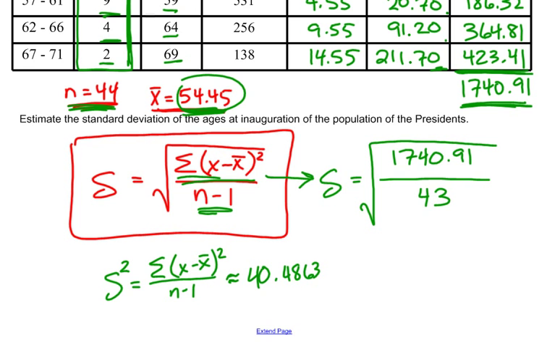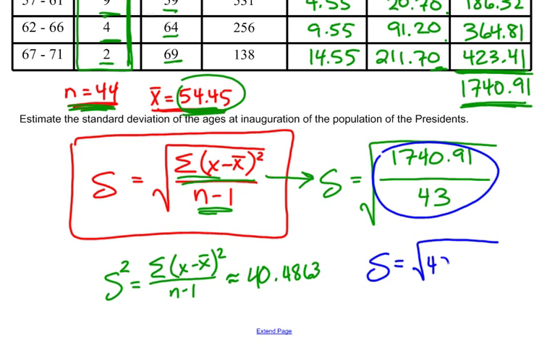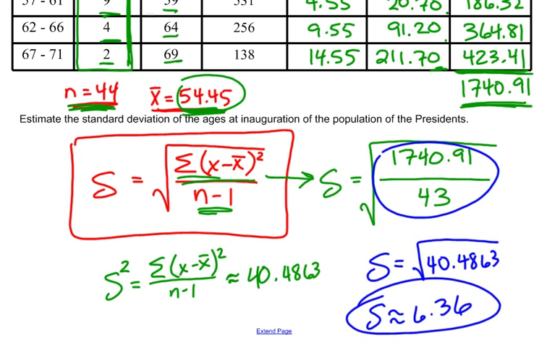To find s would be the square root of that. And that's just a continuation of what this value is. Square root of 40.4863 is going to end up being somewhere around 6.36, we'll say. That is our final answer for standard deviation.